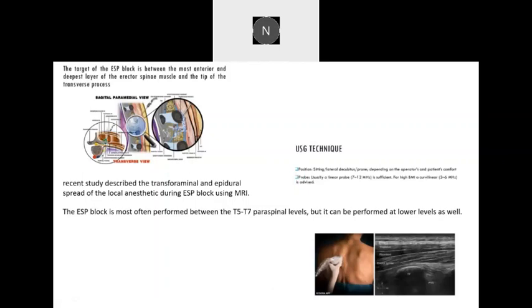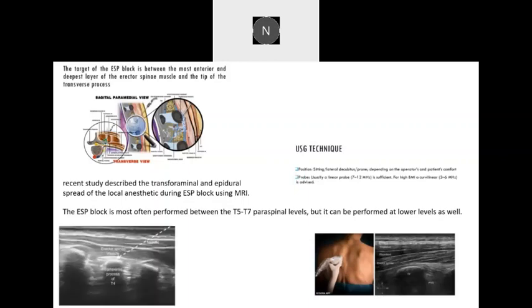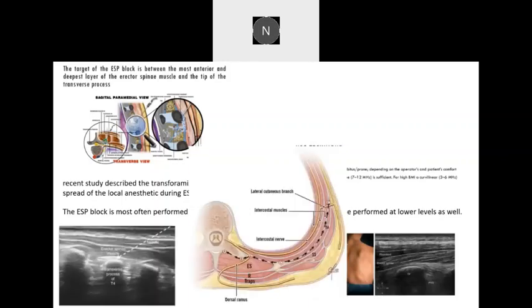And usually a linear probe is used, and you go in-plane into the transverse process. And this is the description to show how the local anesthetic spreads. So this is the transverse process. This is the erector spinae muscle. So when you inject the drug here, you can see the spinal nerve coming out of the intervertebral foramen, and it is dividing into the dorsal and ventral rami, and it is getting blocked here itself.